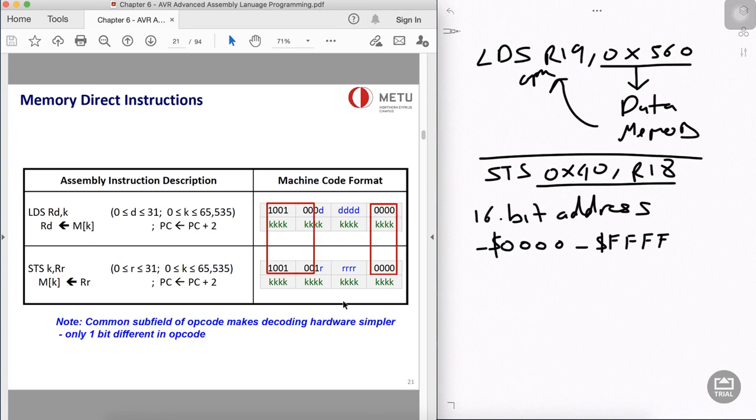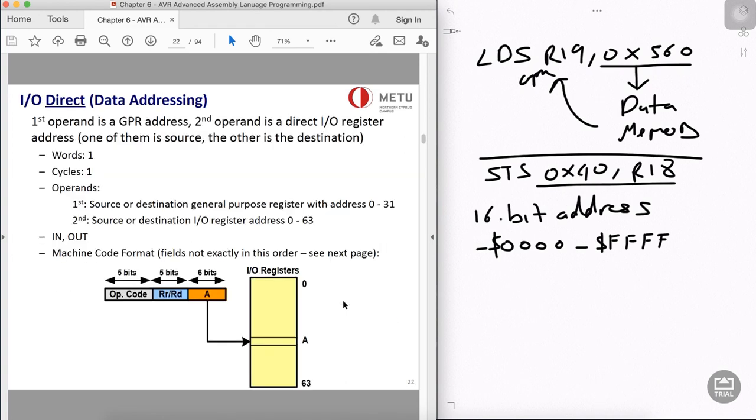Now, similar to the memory direct instruction, we have got IO direct. If you do remember, when we want to use in and out instructions, we can actually use the IO memory address from that bank of IO registers. So this is also one word and one cycle. The source or the destination is a general purpose register between 0 and 31. It can be any GPR. And the destination or the source is actually going to be the IO register. The IO register is from 0 to 63, if you do remember.